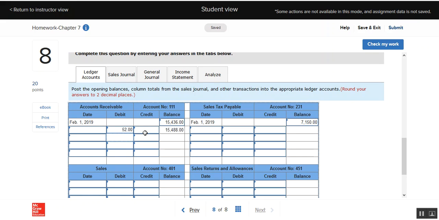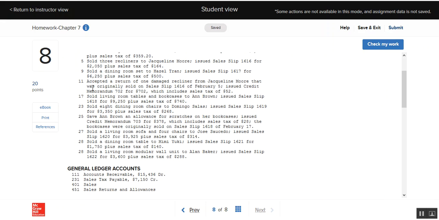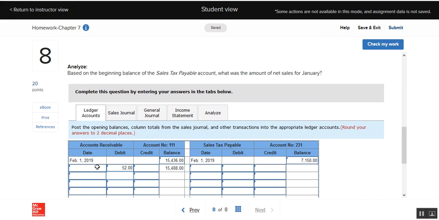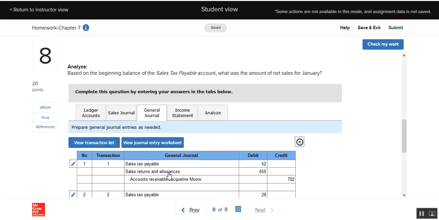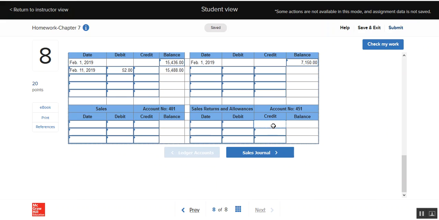And you know, they should have given us a date. We don't have a date in the general journal, so I have to go up here. That was on the 11th, and the other one was on the 25th, the other entry. So that one's on the 11th. Back over here to the journal, we've got sales returns and allowances of $650. So we're going to find that account. Whoops, that should be a debit. And that was also on the 11th.